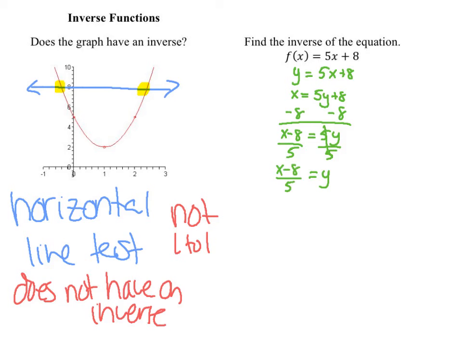Now, in order to write this correctly, I'm going to use the function notation, f of x. But because this has an inverse, I'm going to signify that with a -1. So I have the inverse of f equals x minus 8 over 5.